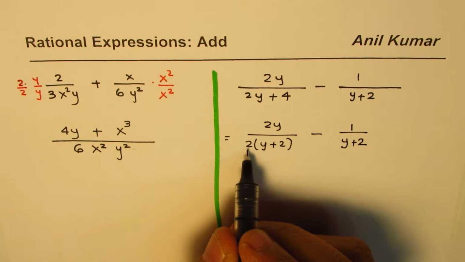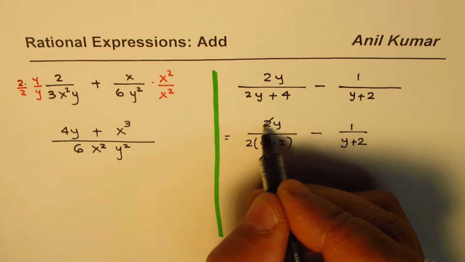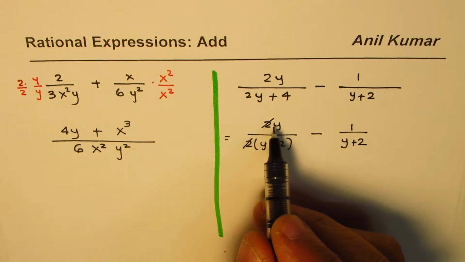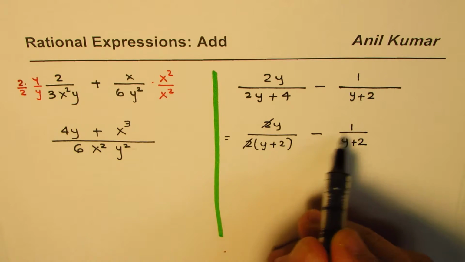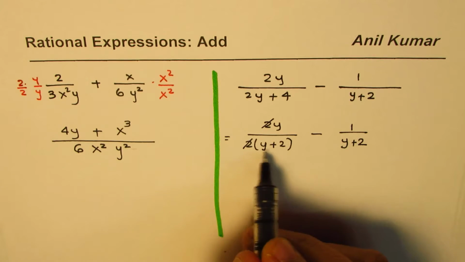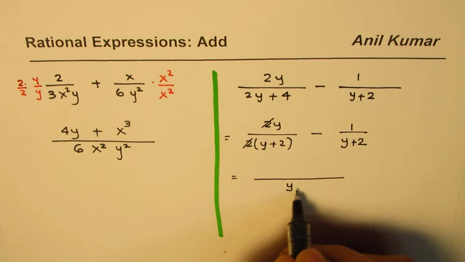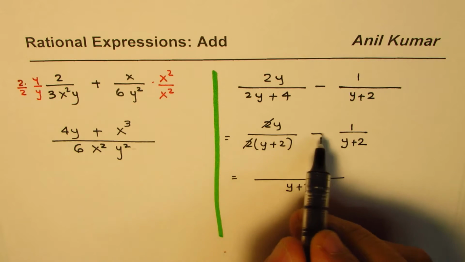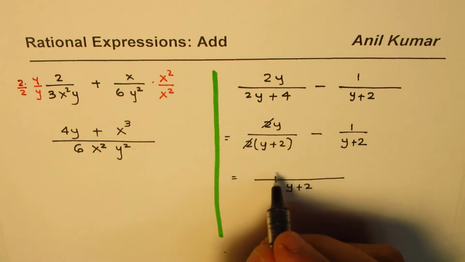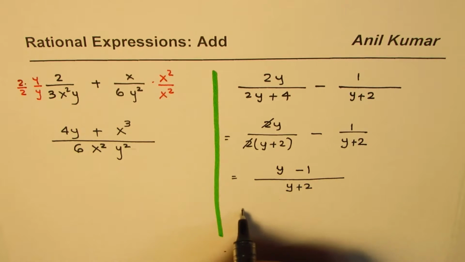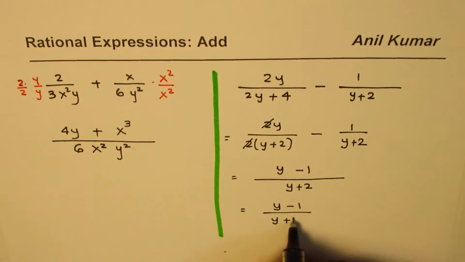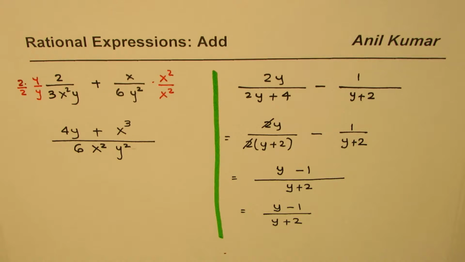But the first one has 2 here. We could actually cancel these 2's. So we get y over y plus 2 minus 1 over y plus 2. They have common denominators, and so we could write that denominator as y plus 2 and subtract the numerators, which is y minus 1. So the result here is y minus 1 over y plus 2, correct? So in a way, we subtracted the rational expression in this particular case, right?